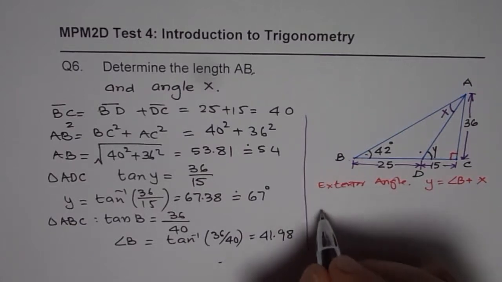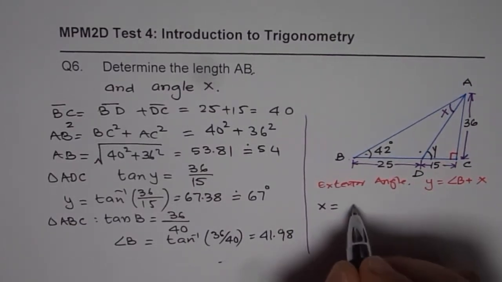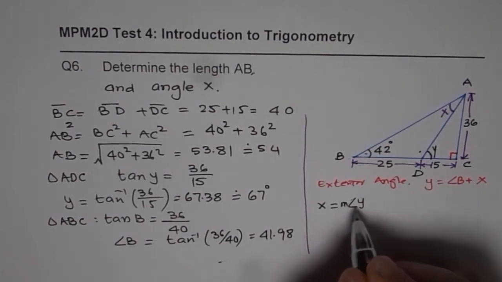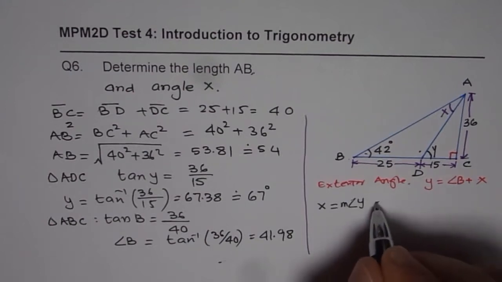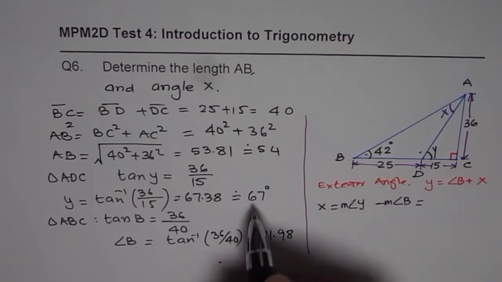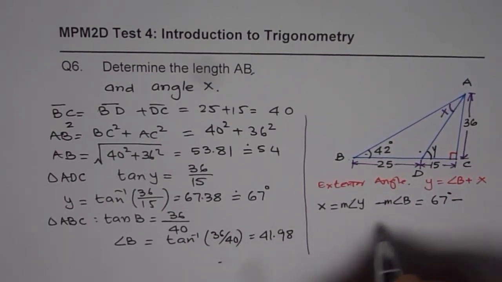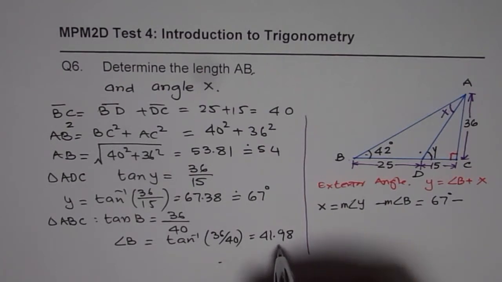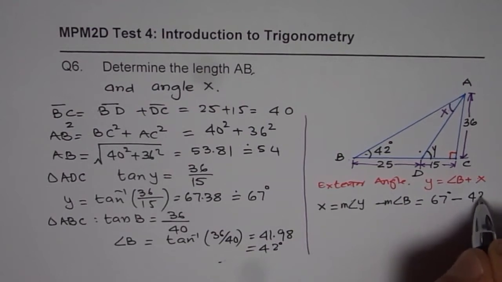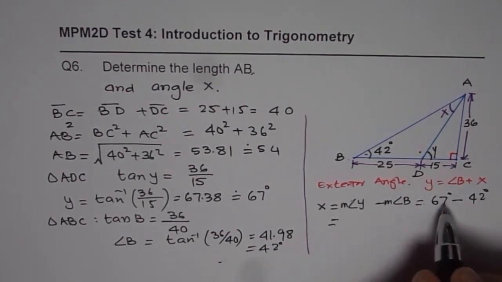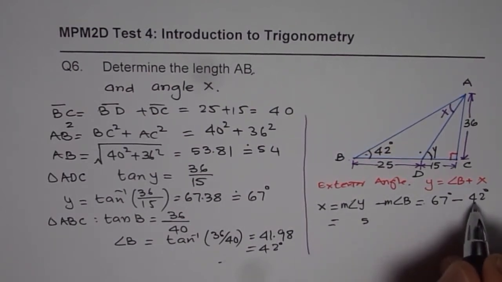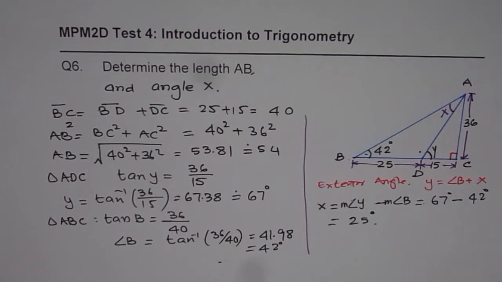So I know X is equal to the measurement of angle Y minus the measurement of angle B. Which is equal to angle Y, 67, we rounded them up, minus 42 degrees, correct? So X is 67 minus 42. 7 take away 2 is 5, and 6 take away 4 is 2. So 25 degrees is our answer.